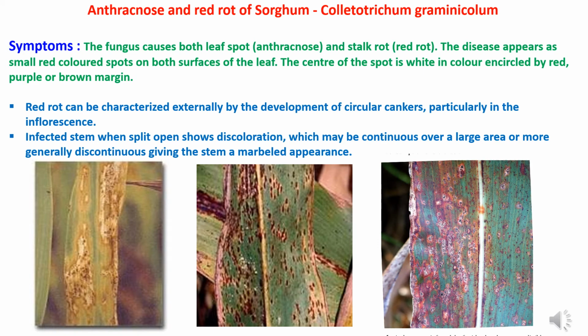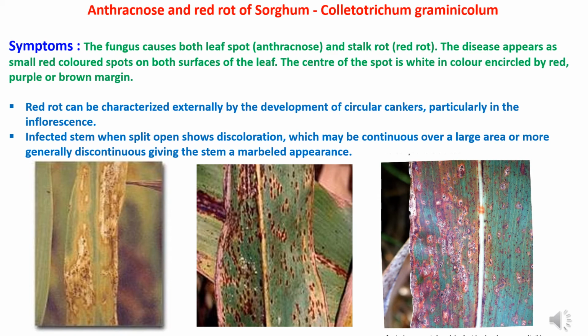Anthracnose and red rot of sorghum, which is caused by the fungus Colletotrichum graminicola. Symptoms: the fungus causes both leaf spot anthracnose and stalk rot, which is also known as red rot. The disease appears as small red colored spots on both surfaces of the leaf. The center of the spot is white in color, encircled by a red, purple or brown margin. Numerous small black dots like acervuli are seen on the white surface of the lesions.